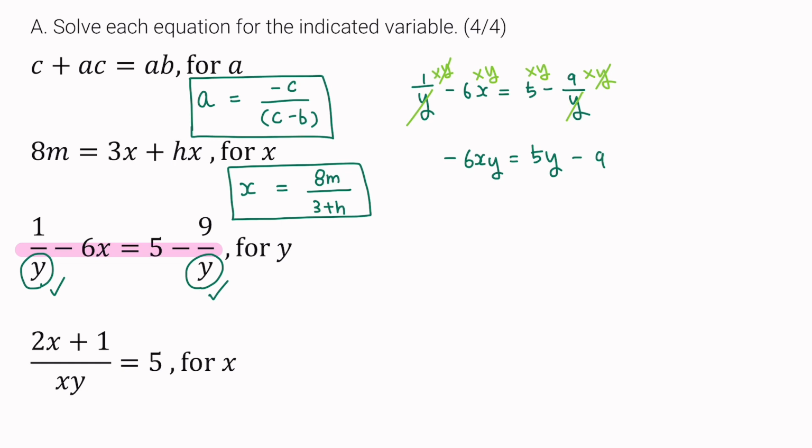Okay, oh, sorry, minus 9, because we have already crossed that y out. Oh, actually, if you cross that out, you have 1 left. Sorry, I almost missed it. There you go. Okay, and since we are solving for this y, I am going to put all y terms on the left side of the equation and everything else on the right side of the equation. That means I am going to send this 5y to the left side as negative 5y and put this positive 1 to the right side as negative 1.